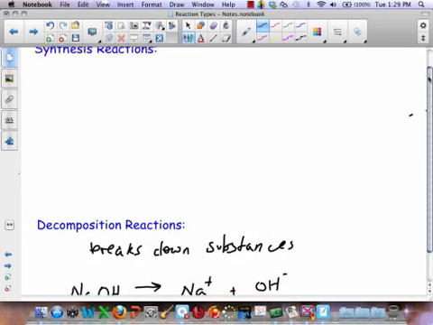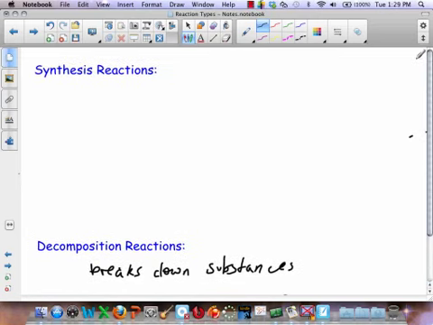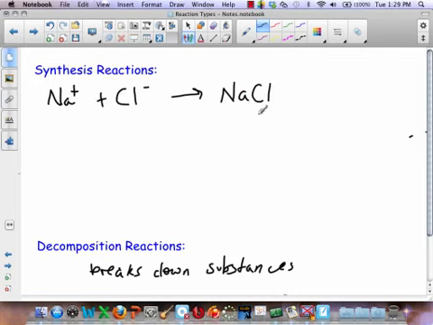Synthesis, on the other hand, is when we're putting things together. You can think of it like taking salt. If we have salt water, you have sodium ions and free-floating chlorine ions. And when the water evaporates, these two find each other, and we end up with sodium chloride. That's an example of a synthesis reaction where we're putting things together. So synthesis puts things together, decomposition breaks them apart.